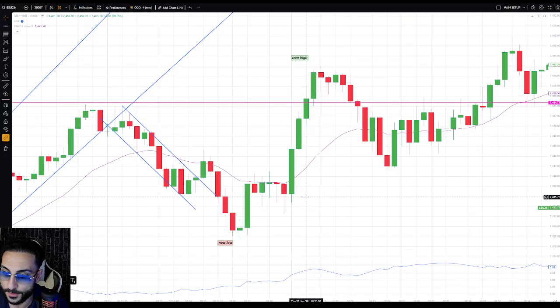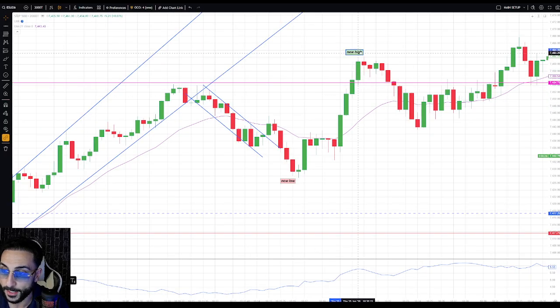But there was no entry. You know, we have 4 bars stacked. We hadn't broken above the EMA. We finally did, and we had a break and a new high.